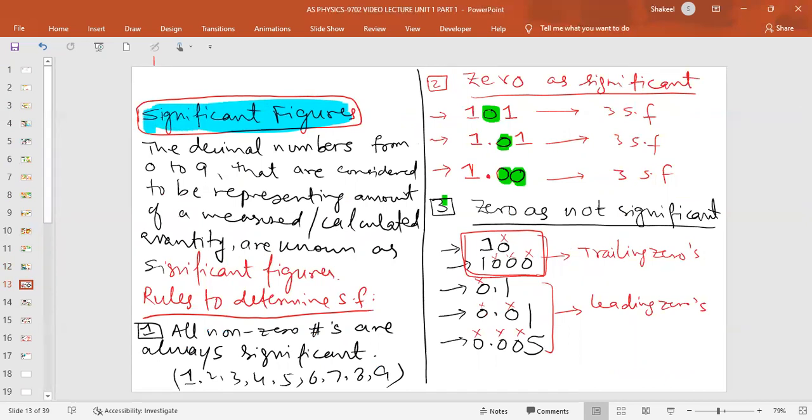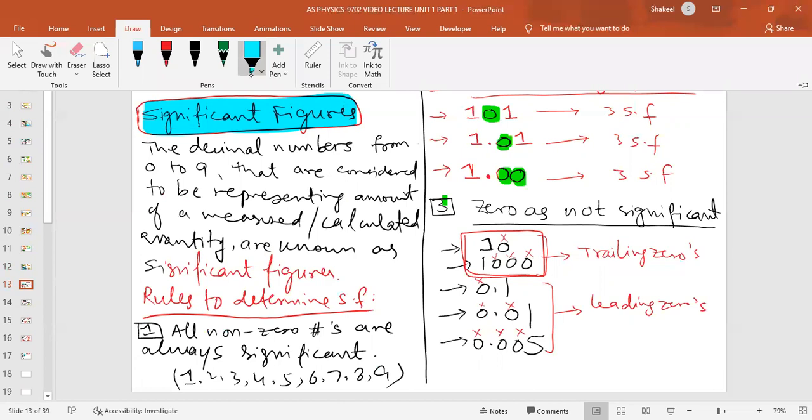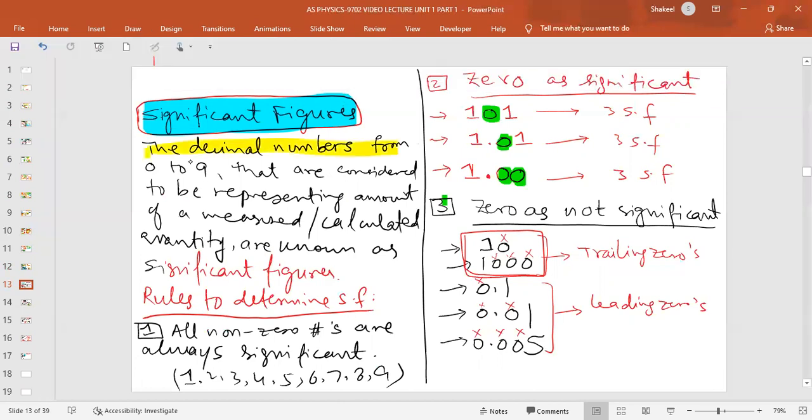It is significant figures, a very short topic, and it's important in the practical exam as well and in theory exam as well. So what are significant figures? Significant figures are actually the decimal numbers from 0 to 9 that are considered to be representing amount of a measured or calculated quantity. So these are known as significant figures. There are certain rules to determine the significant figure. First rule is that all non-zero numbers are always significant. Like from 1 to 9, they are always significant.